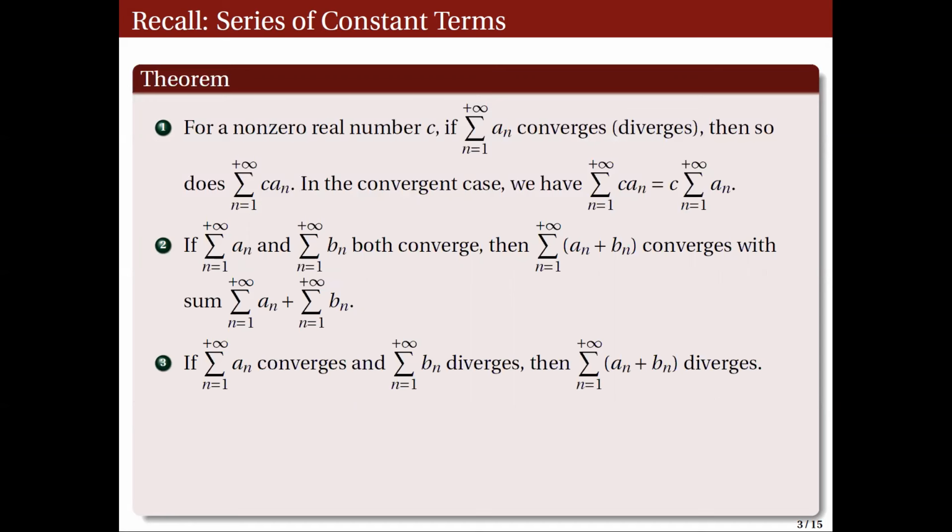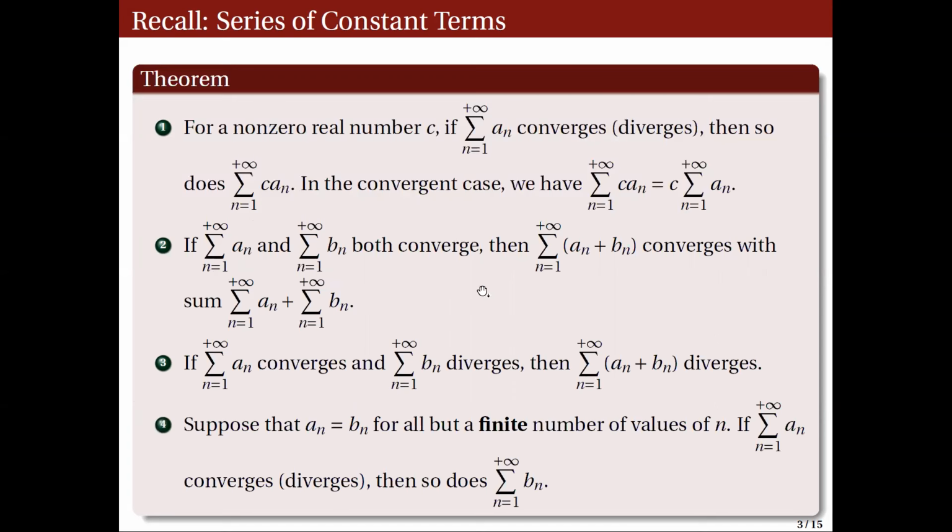If the series a sub n converges and the series b sub n diverges, then the series with n-th term a sub n plus b sub n diverges. And finally, if we have a sub n equals b sub n for all but a finite number of values of n, then the convergence or divergence of b sub n will depend on the convergence or the divergence of a sub n.